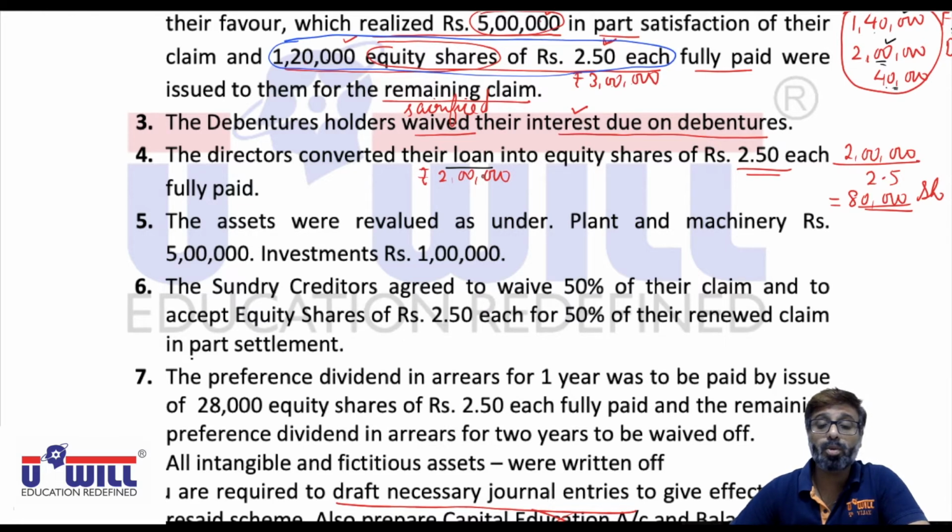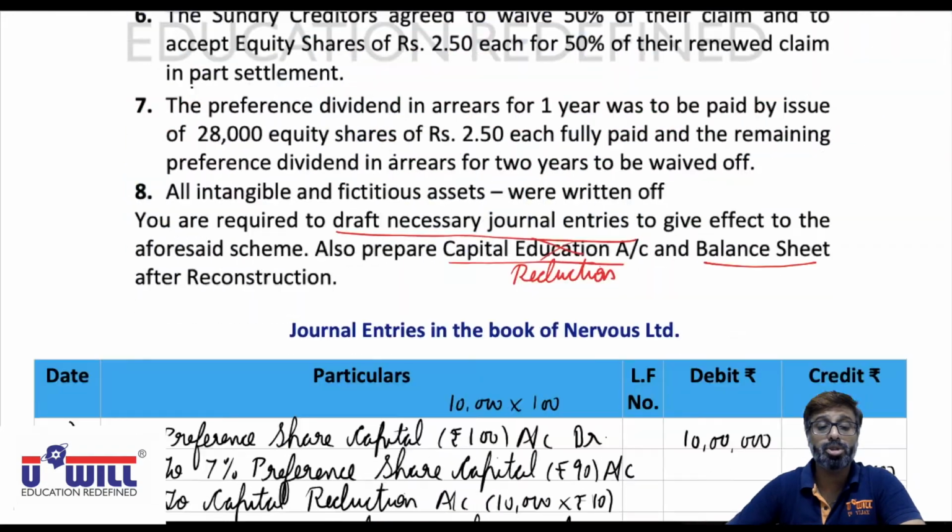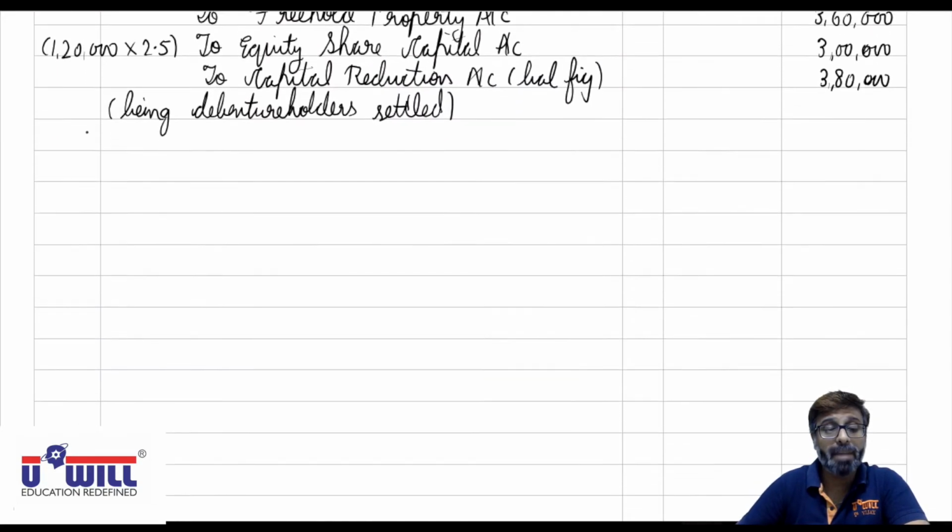So loan is of 2 lakhs. We are giving them equity shares of 2.5 each fully paid. So how many equity shares would have been given? 2 lakhs divided by 2.5, 80,000. They are not sacrificing anything. They are just given equity shares, so nothing goes to capital reduction. We are paying them the full amount in the form of equity shares.